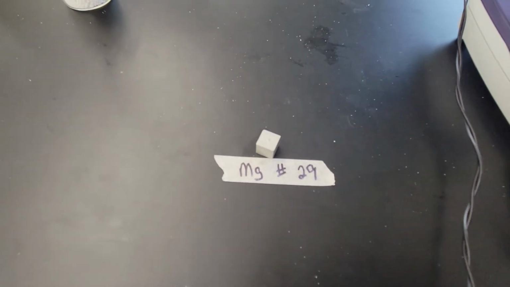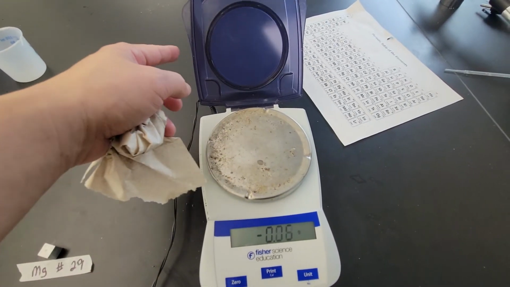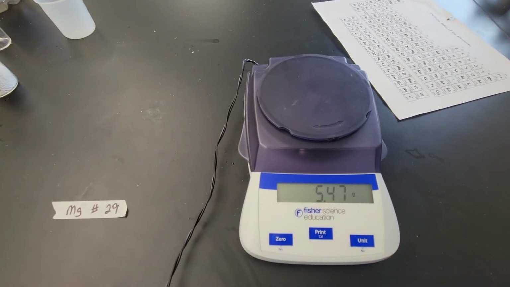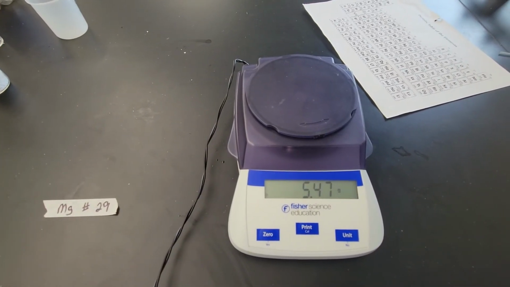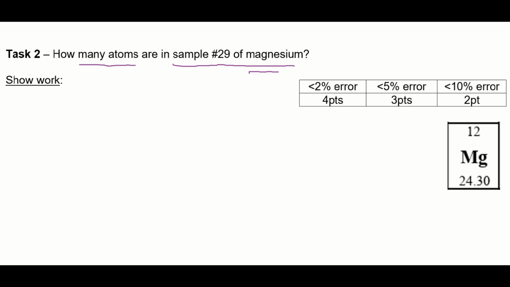Here's magnesium 29. Zero the scale. .547. So I just massed that to be 5.47 grams. So that's the number I'm going to start with, and I'm going to turn that into number of atoms.